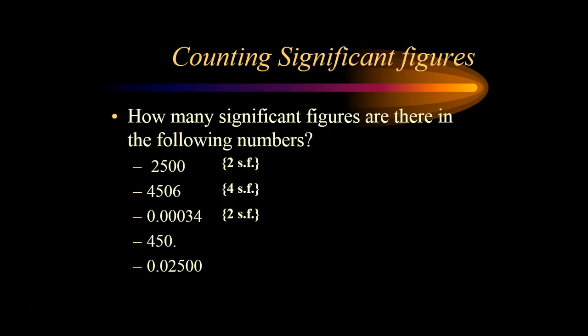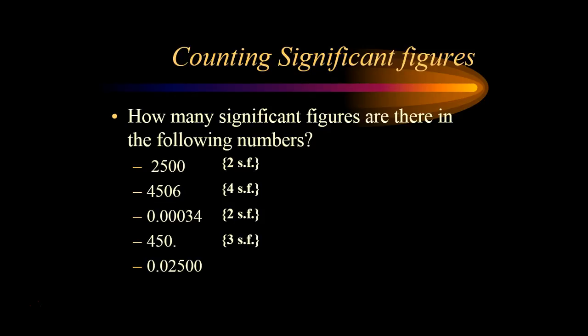All right? And so, in this case, we know it to the ones place. If it said 450 without the period, what we're saying there is we know it to the tens place, 450 plus or minus 10. But 450 point means that we know it exactly to the ones place, which means all 3 of these are significant figures. Trailing zeros with a decimal point count as a significant figure, so that's what we have there.